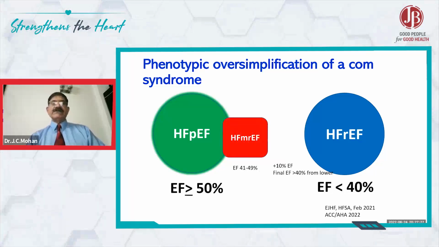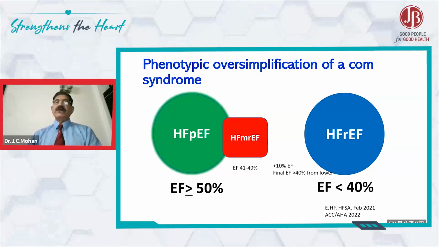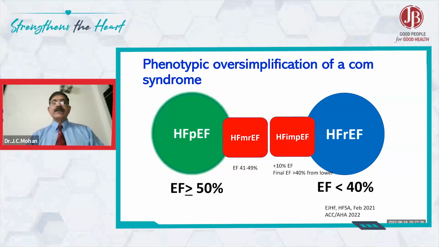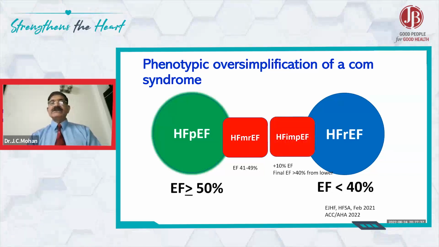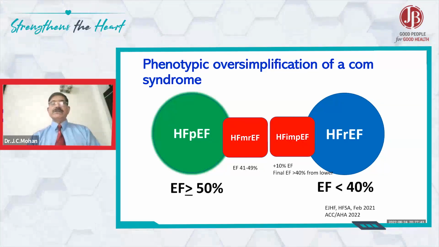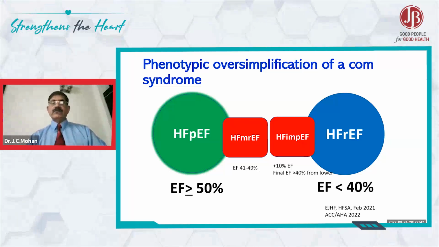Sandwiched in between is heart failure with mildly reduced ejection fraction, where ejection fraction is between 41 and 49%, and heart failure with improved ejection fraction, where the ejection fraction improved by a number of 10% or more on treatment, or finally the ejection fraction became more than 40% from a lower figure.